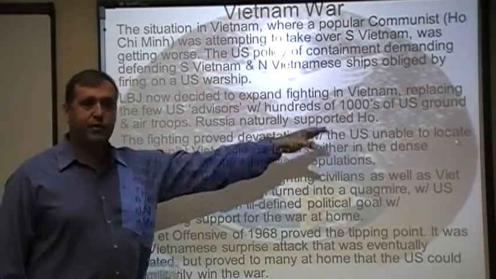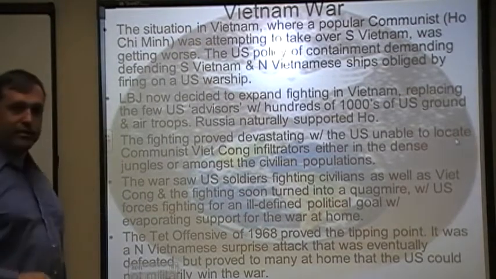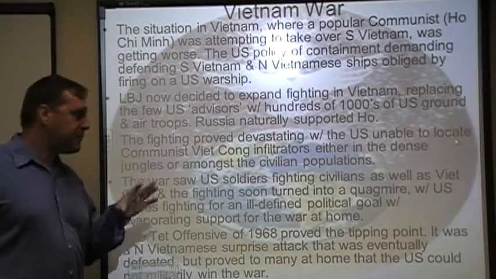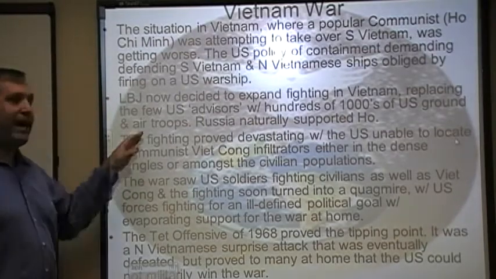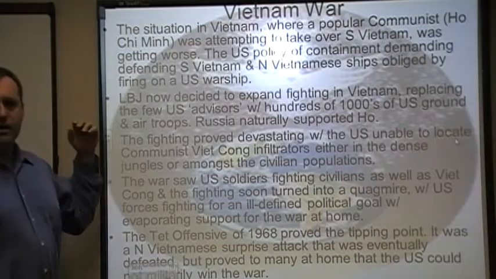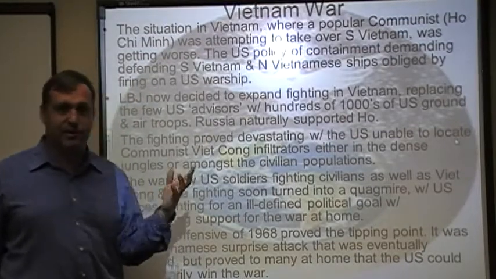Now, Russia naturally supported Ho, right? Started sending supplies, AK-47s, Kalashnikovs, PPSh submachine guns, all that kind of stuff, to these guys, right? The fighting proved to be a pretty devastating experience for the United States soldiers. Not so much when it came to the fighting, because once it came down to actual fighting, the United States was actually pretty good at that.